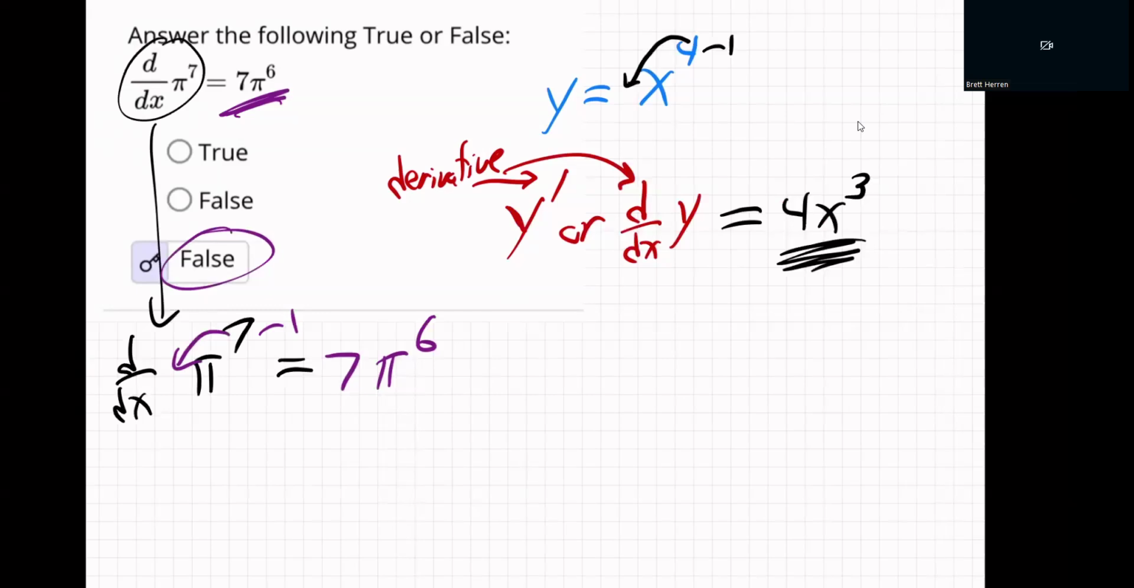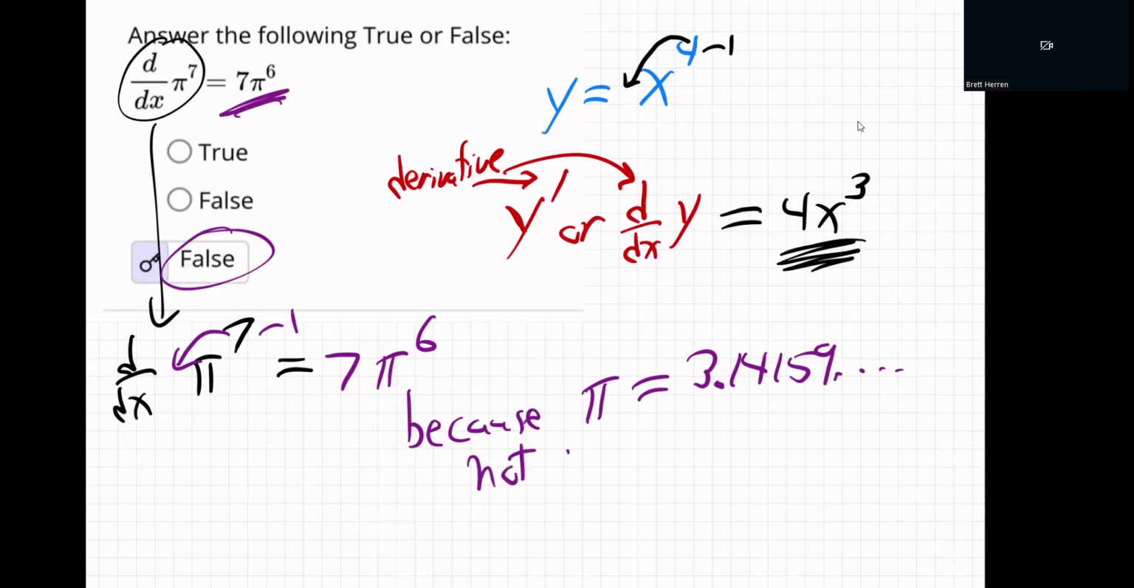Why is that false? Because pi equals 3.14159, blah, blah, blah. It's not a variable. It's a fixed, exact number. That's the problem.